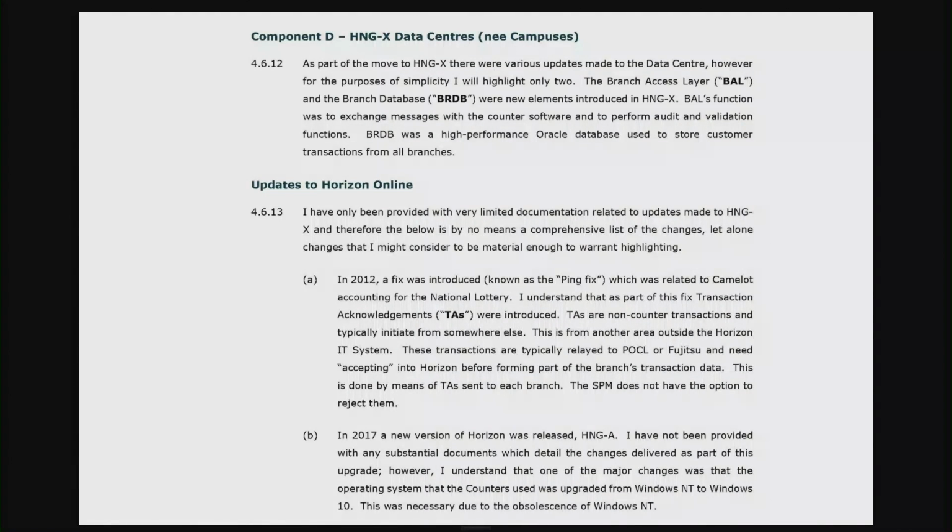Certainly. So since there was a switch in how the transactions were stored and communicated to the data centers, meaning that there's now a direct communication of the transactions to the data center, the branch access layer was responsible for facilitating that communication, and the branch database was essentially the management of that information after the branch access layer received the information at the campus. Thank you.